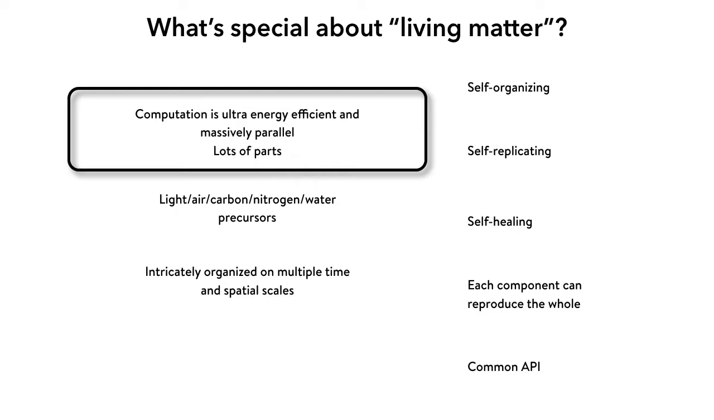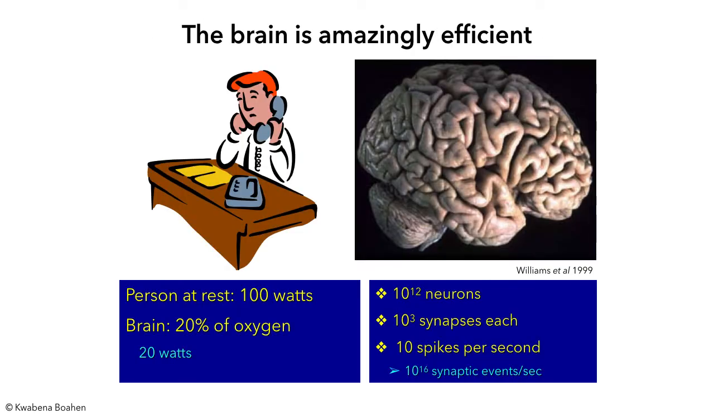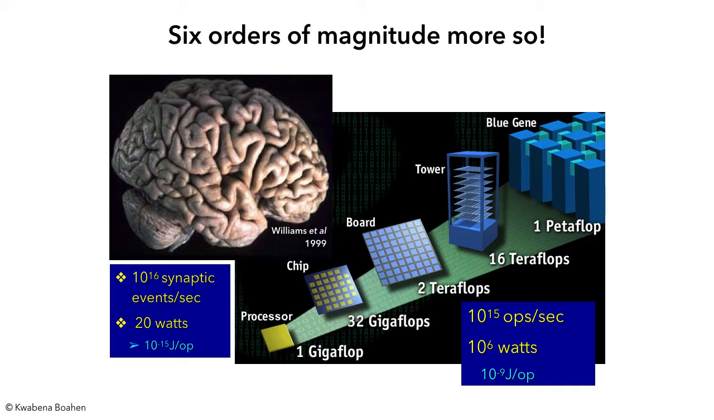What we're going to do now is look at 5 or 6 more specific characteristics of living matter. Your brain is amazingly efficient. It dissipates approximately 100 watts, and every second there's 10 to the 16 synaptic events as you listen to this lecture or watch a movie or whatever else.